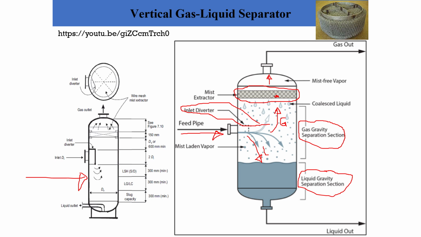The most important thing to understand is that the primary separation takes place at the inlet diverter or the inlet separator, where the fluid that contains gas and liquid hits the inlet diverter, and as a result the direction of the flow is changed. The liquid will drop down, the gas will flow up, and then the gas, if it has tiny liquid droplets, will start to collect at the mist extractor or the mist separator.